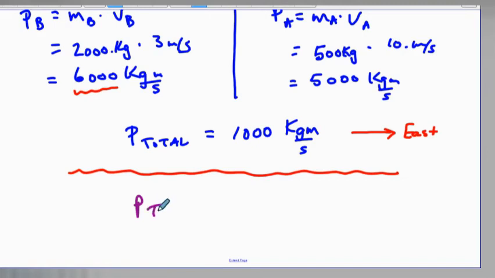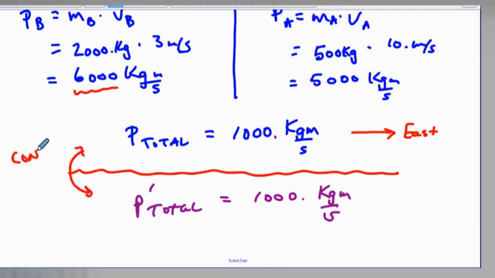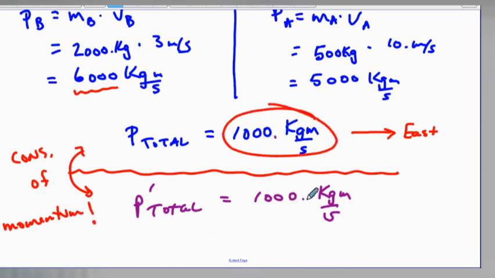What's my total momentum after the collision? Once again, this is the critical part. This is my conservation law, the conservation of momentum. Whatever we started with, this 1,000 before the collision, we have 1,000 after the collision, and it's in the same direction, east.